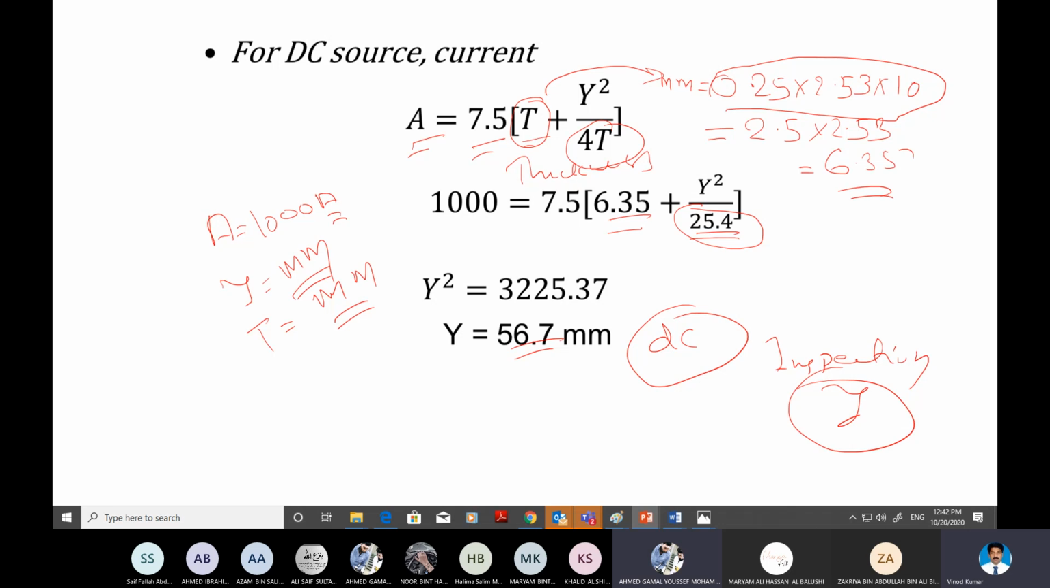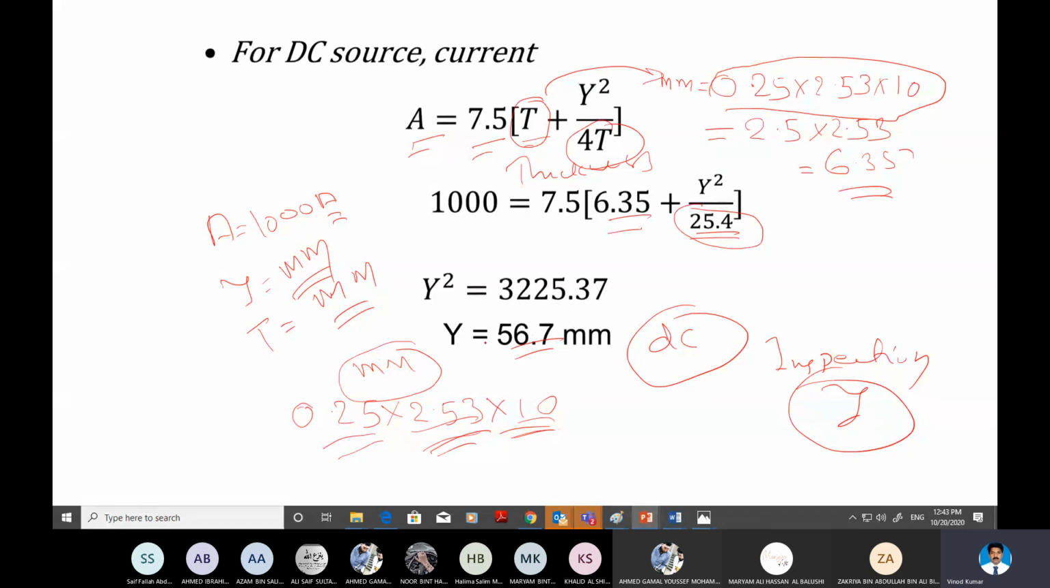Now the thickness is 0.25 inch. T should be in millimeter, so first I convert it into centimeter, then I convert it into millimeter. That's why I multiply like this: inch to centimeter first, then to millimeter. Clear?